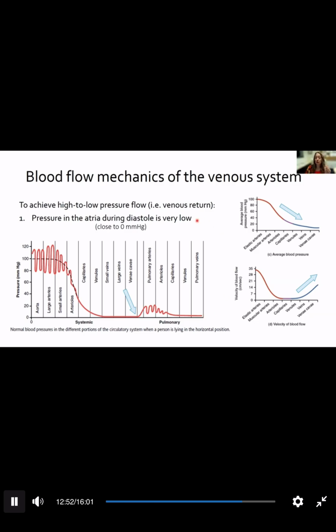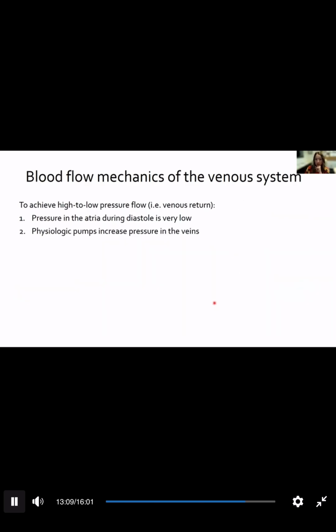Okay, so one way we can get venous return is that by the time we reach the heart, we have a very low pressure in the atria. So we're still able to follow that high to low pressure because the atria is lower than the vena cava or the pulmonary veins. The second way that we can achieve venous return is from actual physiological pumps, which increase the pressure in the veins.